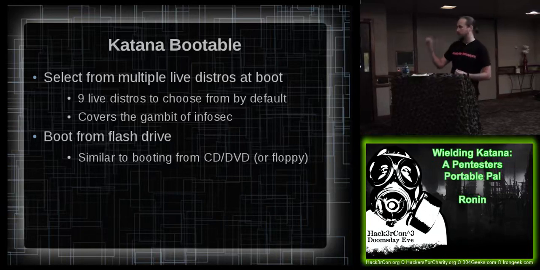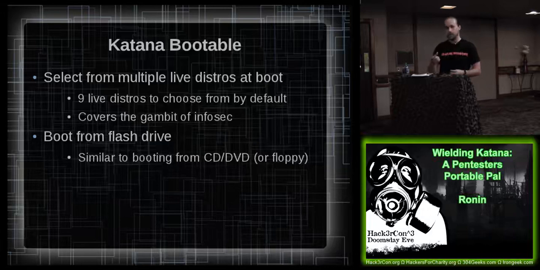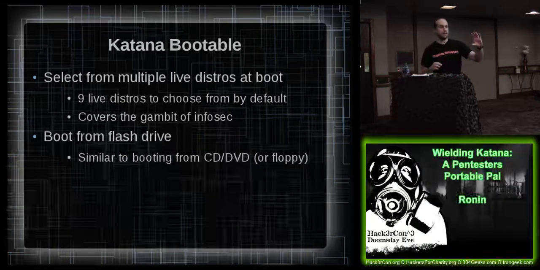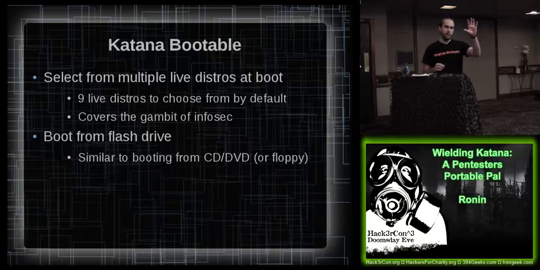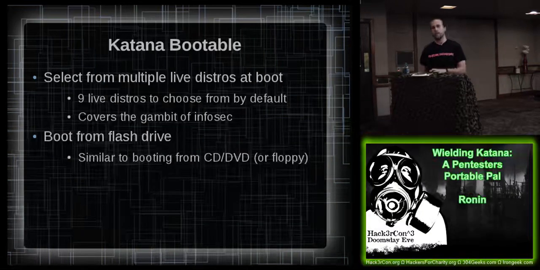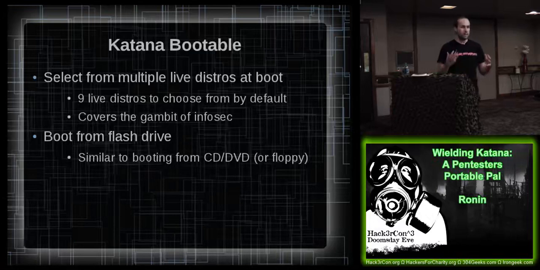So by default, I have 9 different distributions included in Katana. It covers a gamut of InfoSec, so I didn't want to have a bunch of distributions that were focused on like pen testing or forensics. I wanted to pick one and throw it out there. And I'll talk in a second about how you can actually update them on your own. You can decide you don't want this one, you want another one. And I've been working on ways to make that a little bit easier for the end user.